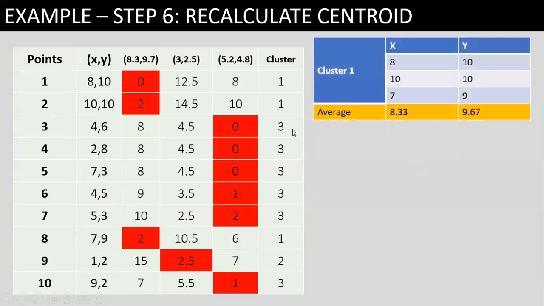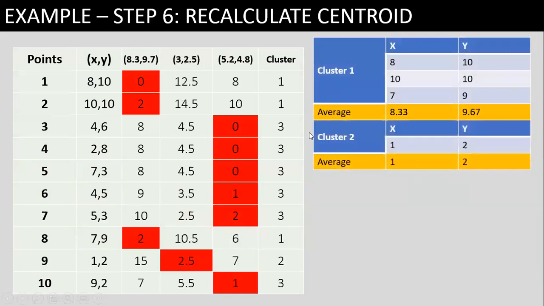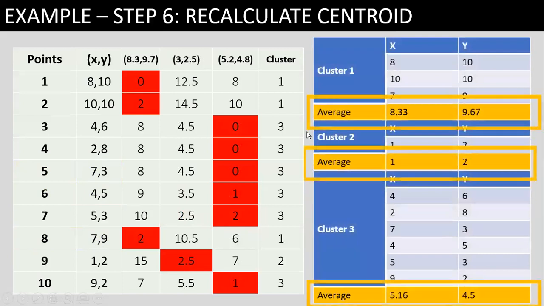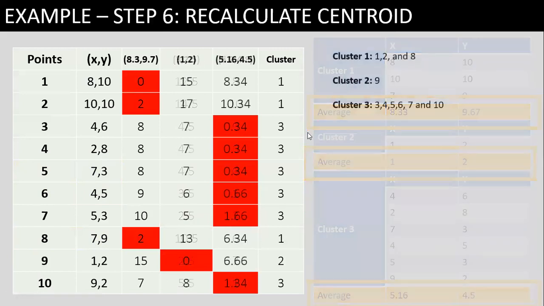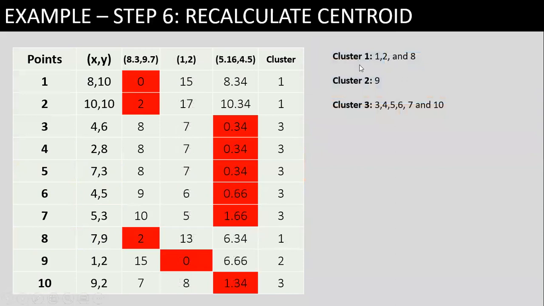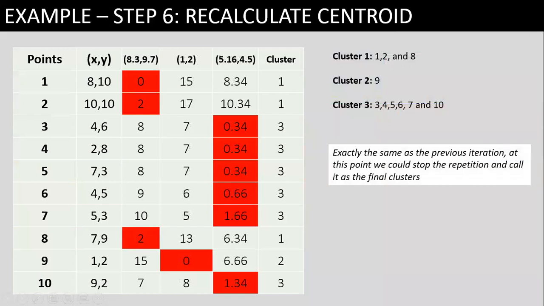Again, we will recalculate the centroids using the new values, and then we will arrive at these values, punch that into the table, and arrive at the new clusters. Cluster 1 remains unchanged, 1, 2, and 8. Cluster 2 is also unchanged, 9, and cluster 3 is unchanged, 3, 4, 5, 6, 7, and 10. So at this point, we have the same clustering as the previous iteration. As you may remember, the criteria is that we stop once we reach an iteration with the same clustering as the previous one.